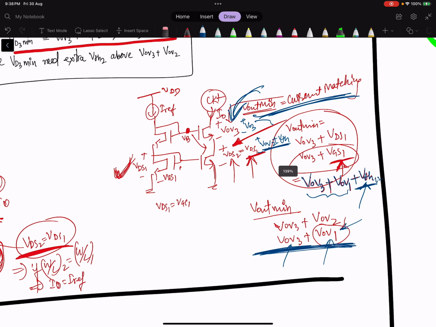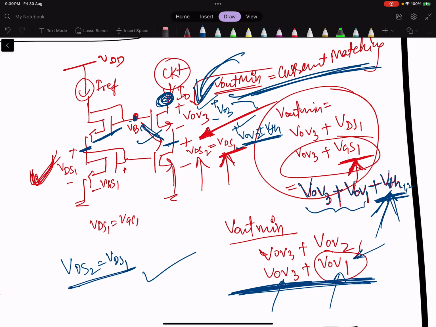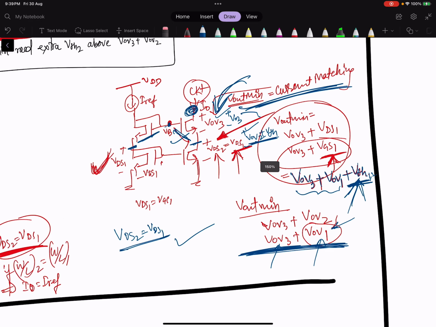In the method of current mirroring, we know we need VDS2 equal to VDS1. For that we have added this VB, made such that this voltage is equal to this voltage and this voltage is equal to this voltage. So this is the circuit, and this is the problem: we need an extra threshold voltage at this node above 2 VOVs. Okay, thank you.